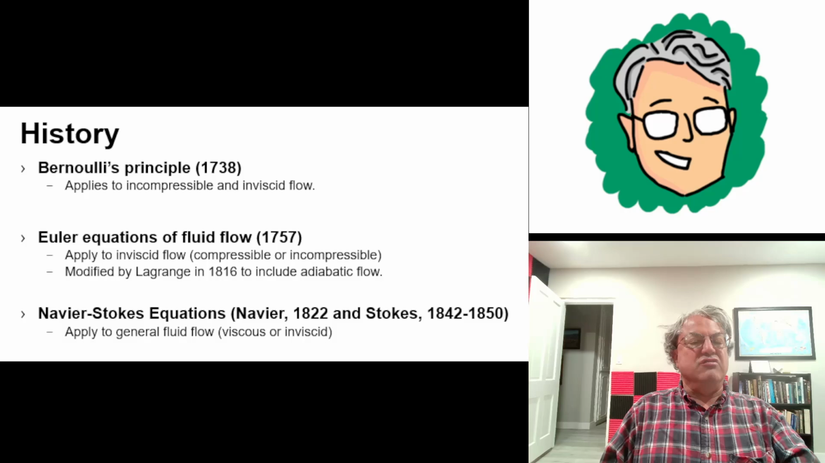So these were two guys. One was a French mathematician named Navier. He modified Euler's equations in 1822, and then independently, an Irish mathematician named George Stokes did the same thing. I guess it took him eight years, but he came up with his own set of equations from 1842 to 1850. I'm not sure how this worked, but I think they independently discovered the same equations for general fluid flow. So now it could be viscous as well as inviscid, and compressible as well as incompressible, which I think pretty much covers every kind of fluid.